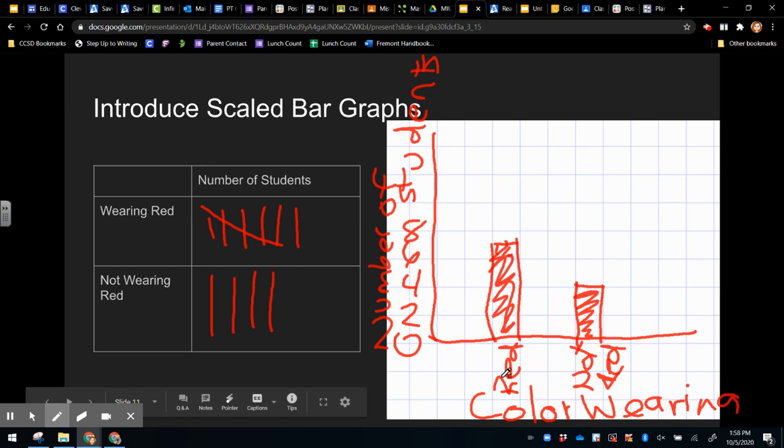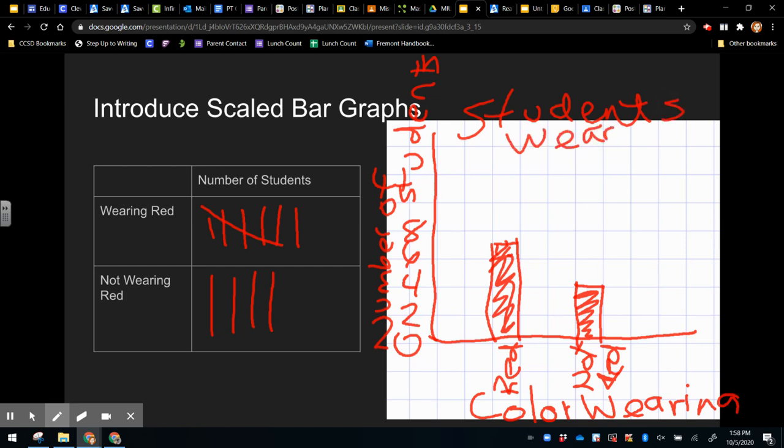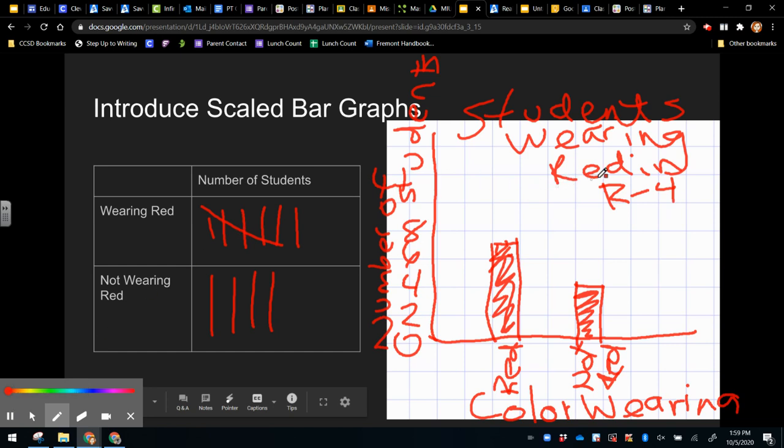So now I have my information for red on here. I'm still missing one thing, and that is the title. Because what is this talking about? It's talking about students wearing red. Where are they at in our class? So students wearing red in R4, because that's in our class. That's my classroom. So what does this bar show us? It shows us the number of students wearing red. What does this one show us? The number of students not wearing red.